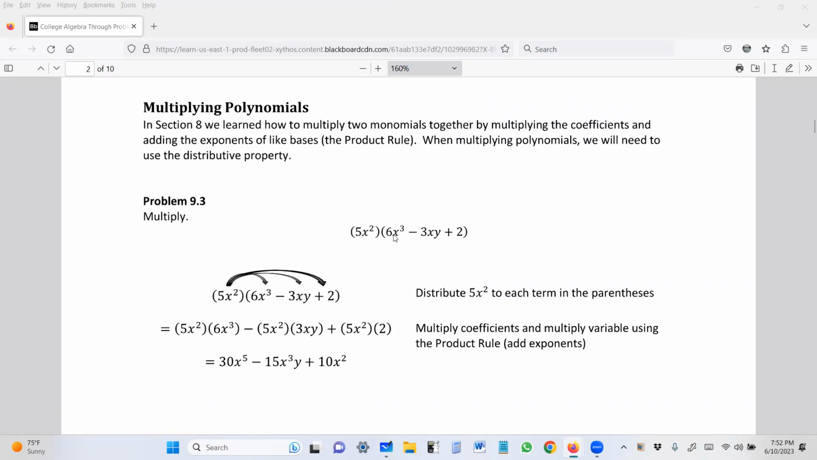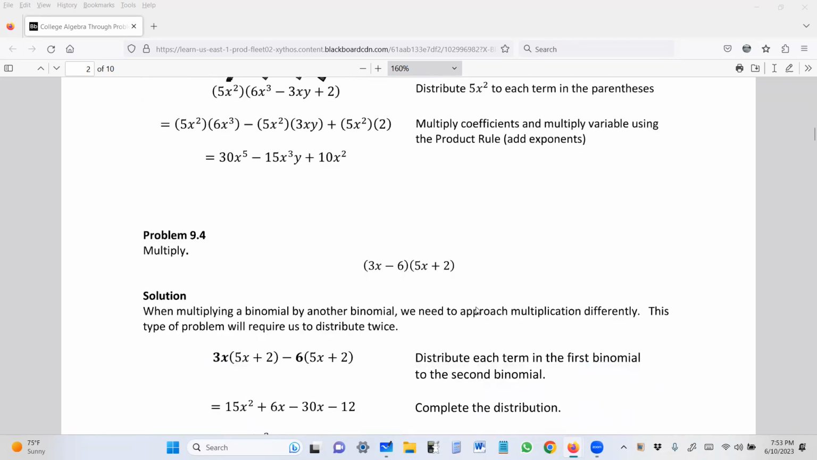The 5x squared will multiply every single term in the second parentheses, and multiplication takes place in two steps. Take a look at problem 9.3 here, the solution. You multiply the 5 and the 6 in the 5x squared times 6x cubed term. You multiply 5 times 6, which is 30, and then x squared times x cubed, which is x to the 5th. So the multiplication happens by applying properties of exponents. And the same thing happens for the second and third terms.